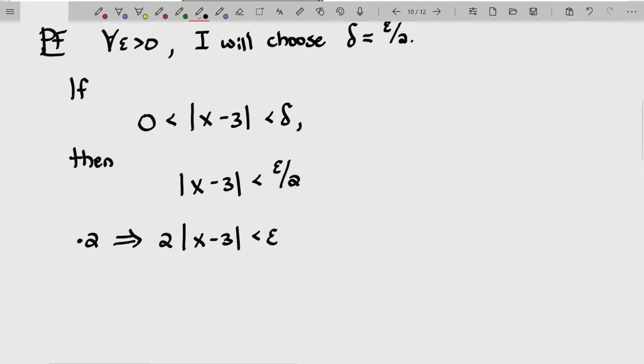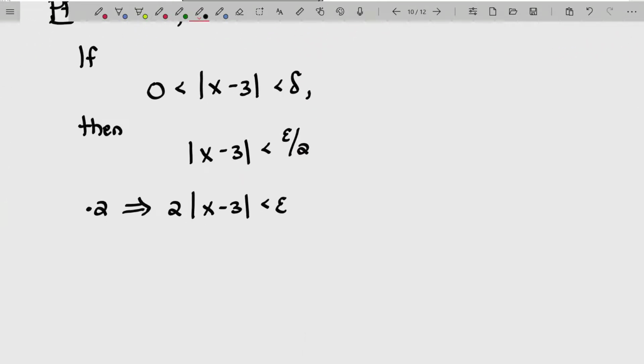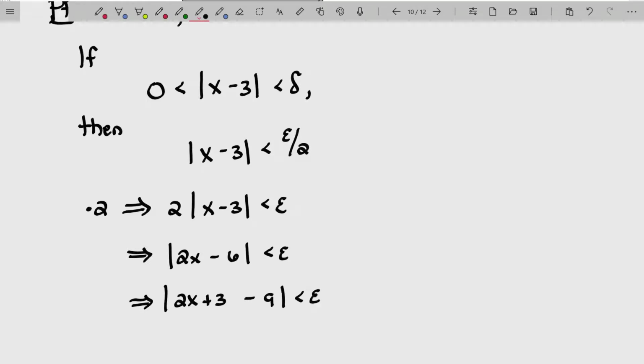So I get over here and I say, well, I'm going to multiply both sides by 2. And somebody kind of nods their head and they say, okay, all right, I'm with you. And you say, well, but that implies that, are you okay with me distributing it? And people nod their heads and say, yes. Okay, well, that implies that 2x minus 6 in absolute value must be less than epsilon. And people nod their heads and say, yeah, okay, fine. And you say, and that implies the absolute value of 2x plus 3 minus 9 must be less than epsilon. And people nod their heads, they say, yeah, okay, I get it.